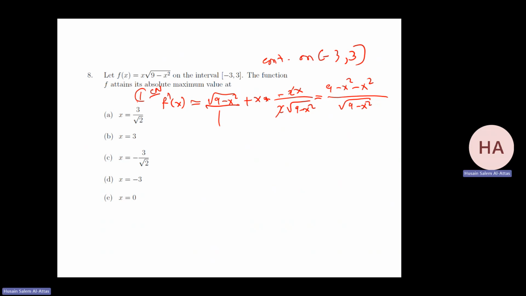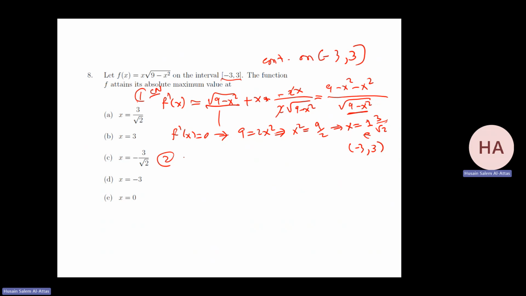Critical numbers are what? I have f prime equals 0. So I have 9 equal to 2x squared. So I have x squared equal 9 over 2. So x equal plus or minus 3 over square root of 2. All of them are in the interval. This one is also in the interval. So we have a critical number there, but I will check it when I check the endpoints, which are -3 and 3. So I will do it when I check the endpoints.